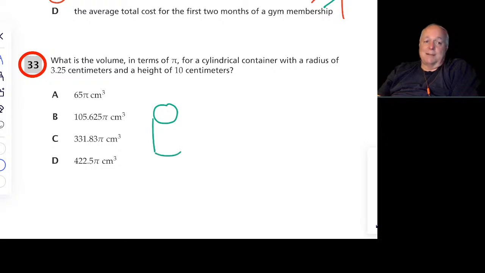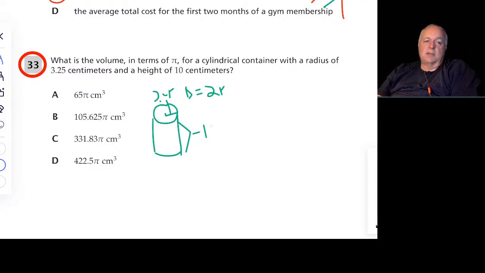Okay, so they're telling us this is a cylinder. The radius is half the diameter, right? Diameter is double the radius, diameter is 2r. This question doesn't ask about the diameter, but I'm just emphasizing it, because this deals with your formulas as well. So the radius is 3.25 and the height here is 10. Both are centimeters, so there's no unit conversion.